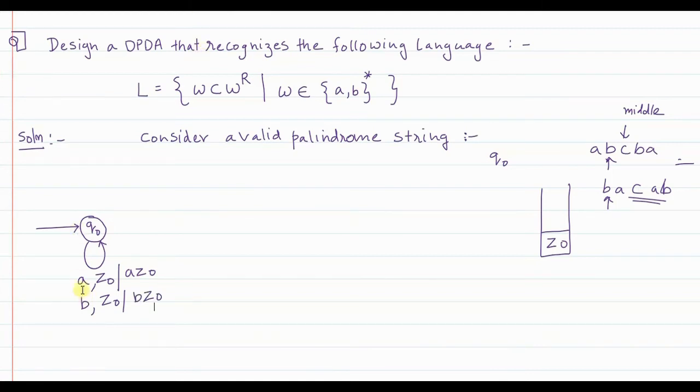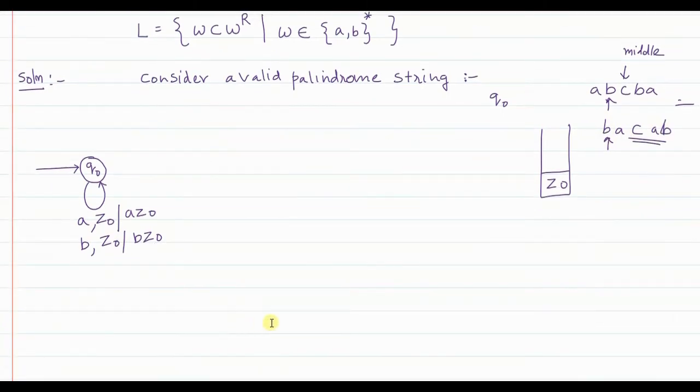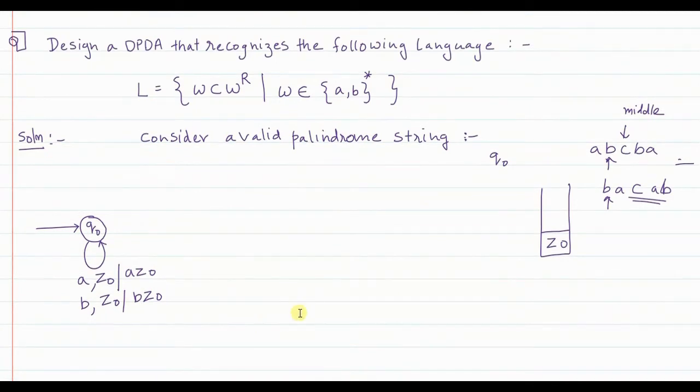Now why am I writing A, B? Because since W belongs to {A, B}, the string could definitely start with A or it could also start with B. So if the string starts with A, then this particular transition would work. If the string starts with B, so this is also a palindrome string but starting with B, then the second one would work. Now let's go further.